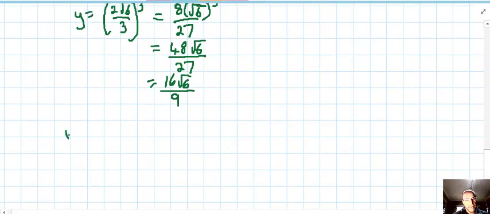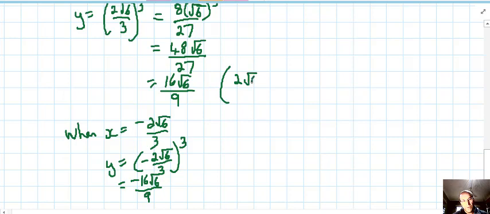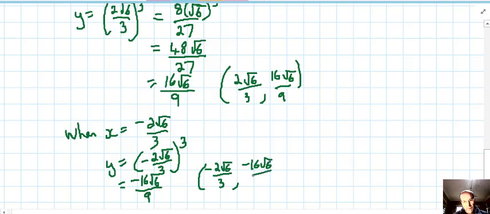When x equals negative 2 root 6 over 3, y equals x cubed, so it's negative 2 root 6 over 3 cubed. Now that's going to be the same value as above, except if you cube a negative, you get a negative. So to save time, instead of showing all those same steps above, it's really just the same answer with a negative there. So the points are, in the first case, 2 root 6 over 3, 16 root 6 over 9, that's your x and your y values. And in the second solution we have negative 2 root 6 over 3, negative 16 root 6 over 9.